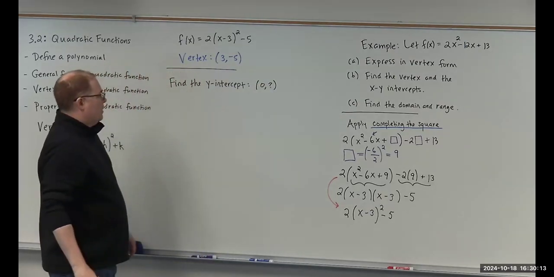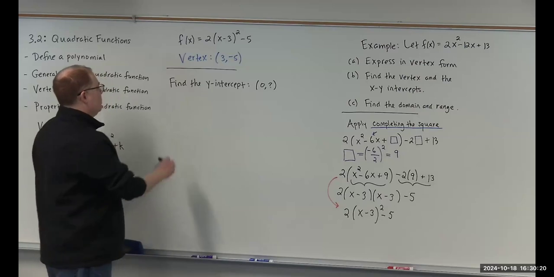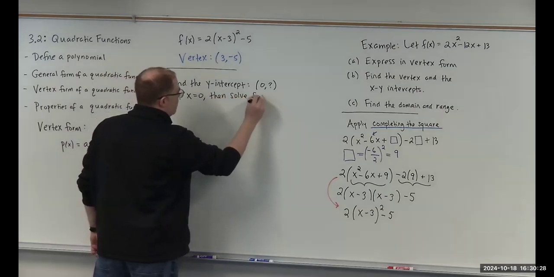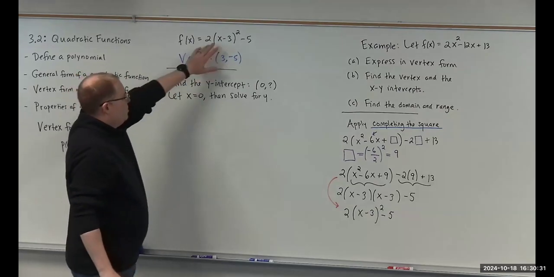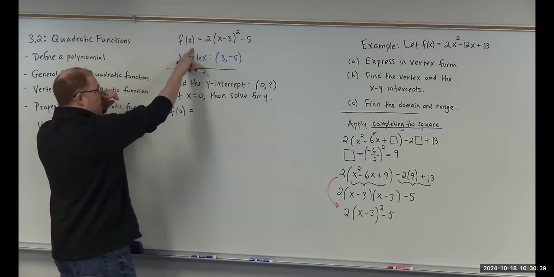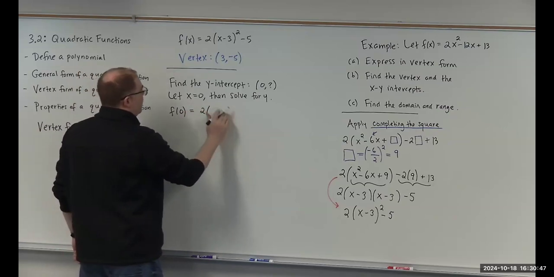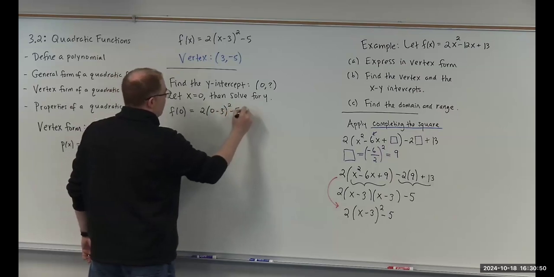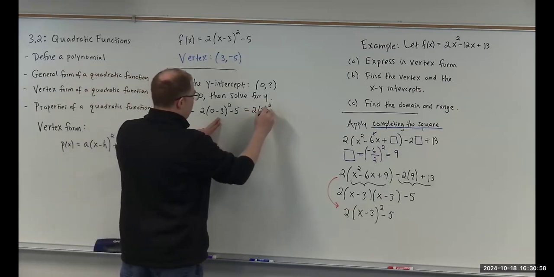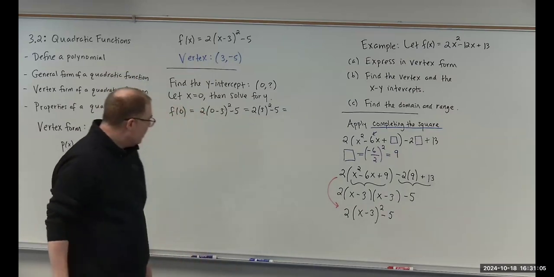In order to get this number, that means we want to let x be 0, then solve for y. We can either use this form or that form, it doesn't matter. Let's go ahead and use this form. So that's just basically evaluating the function at 0. We're going to get 2 times 0 minus 3 squared, minus 5. That's going to give us 2 times 3 squared minus 5. So we get 9 times 2, which is 18, and then 18 minus 5.